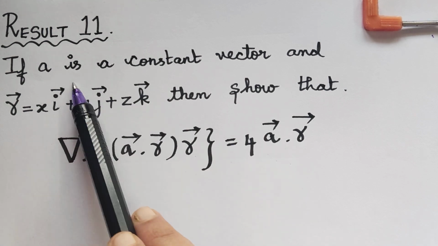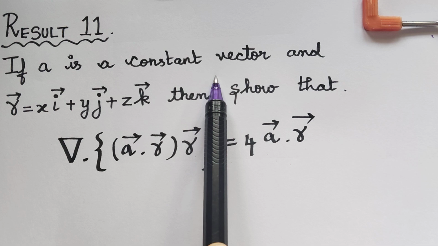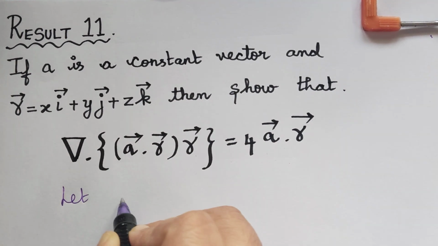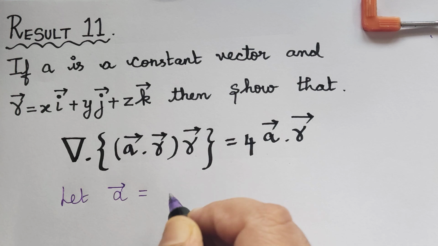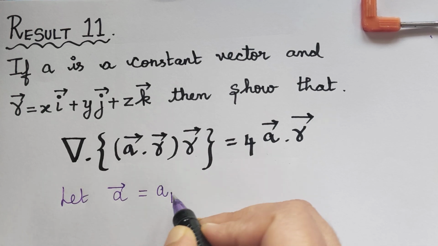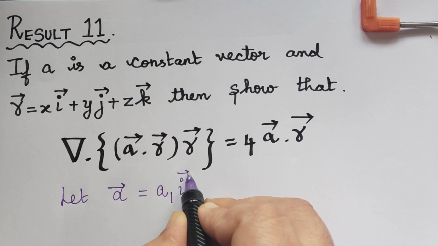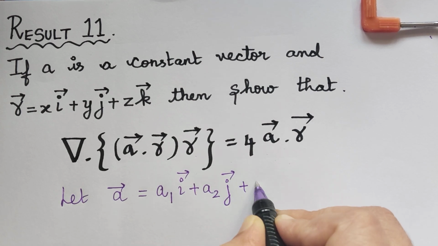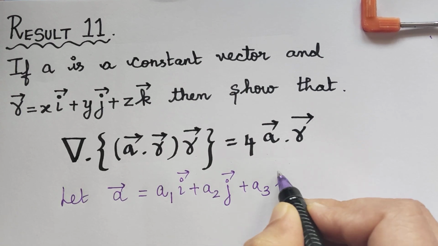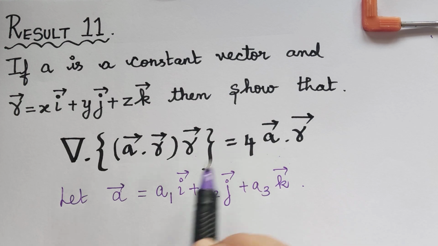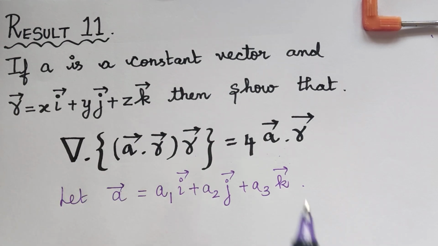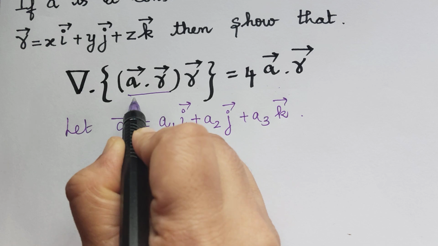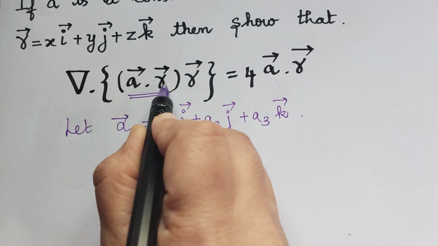Now it's given that A vector is a constant vector. So let A vector be equal to, since it is a constant vector, we can take it as A1 i vector plus A2 j vector plus A3 k vector. Now in order to prove this, we will consider the left hand side. First we will evaluate what is A vector dot R vector.